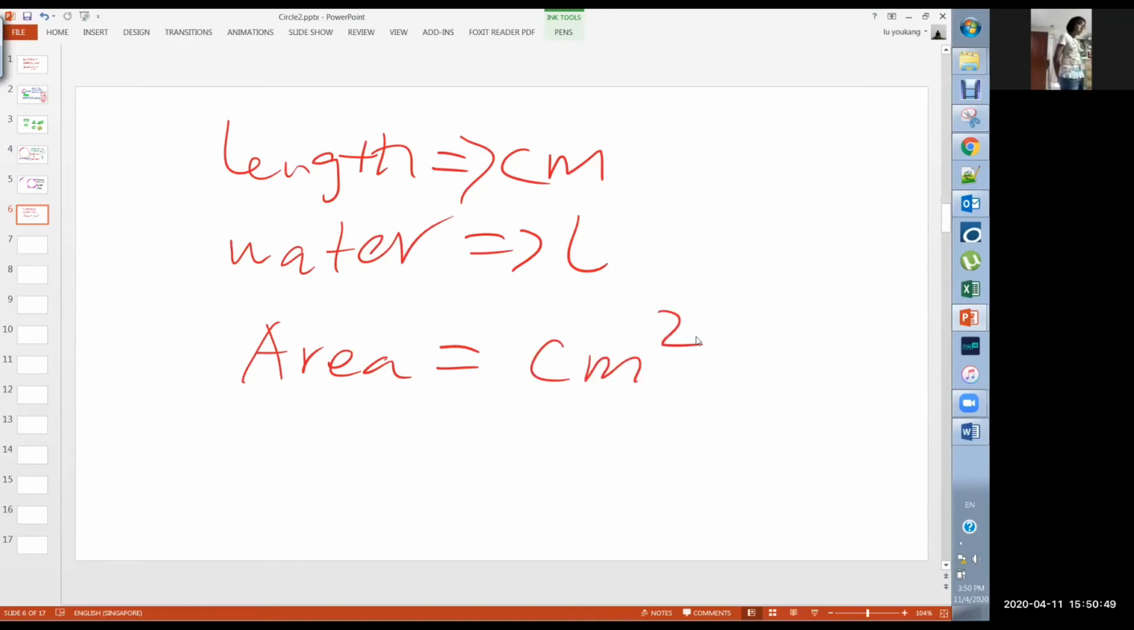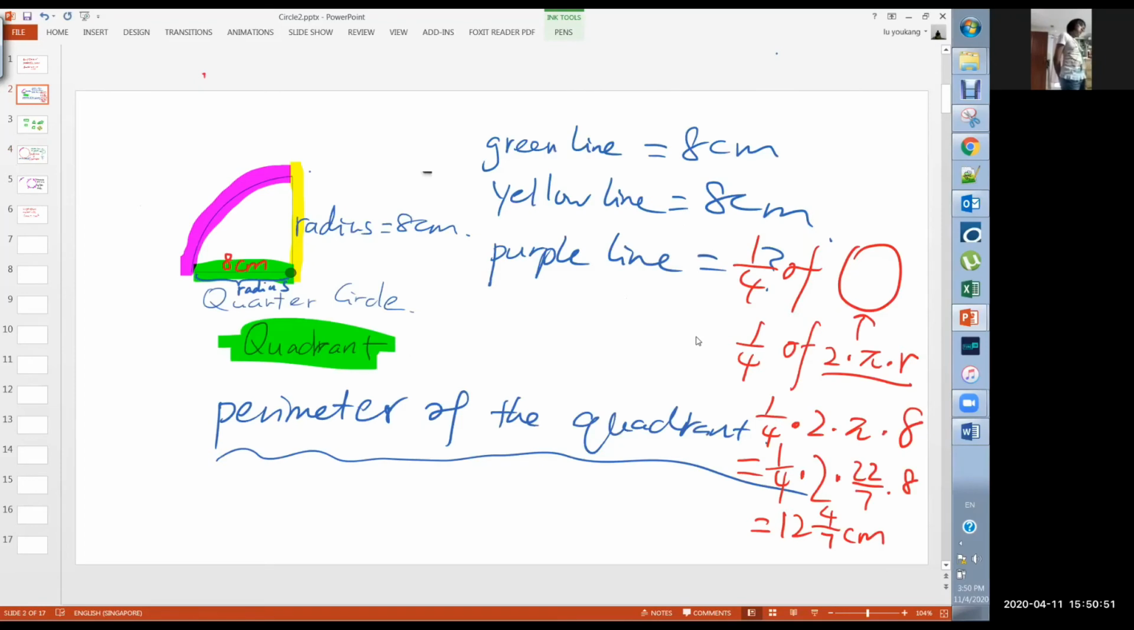So what is the unit for your area? Cm square. Wait, is this for length or area? The purple line here is the length or the area? The perimeter uses length. Length we use. Yeah. Very good.